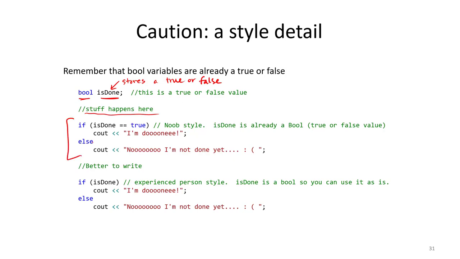Suppose we have this if statement. If is done double equals true. This is what I call noob style, or a beginner programmer style. Remember, is done already is either a true or a false. So it's not necessary to say if is done double equals true. More experienced programmers will write if statements containing bools like this.